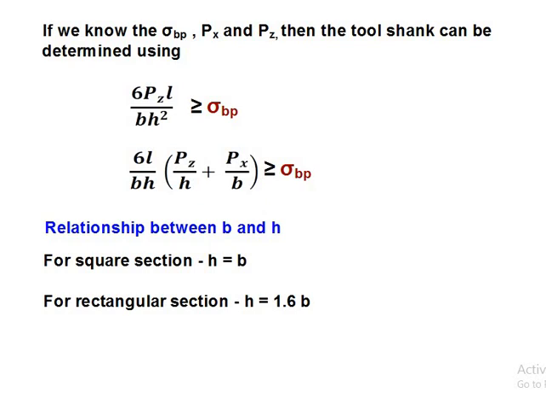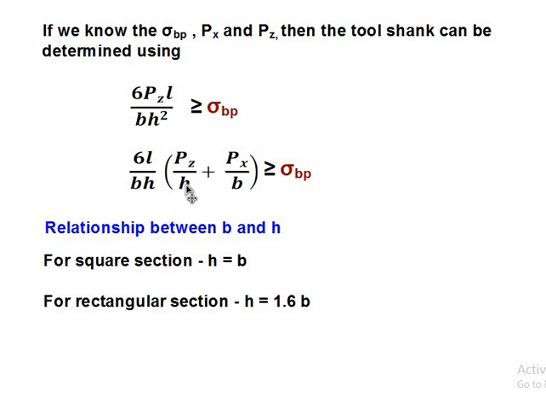If we know the permissible bending strength and cutting forces, then the tool shank can be determined using this equation. If only the vertical direction load is considered, 6 P into L divided by BH squared should be less than or equal to the permissible bending strength. Suppose vertical forces as well as horizontal forces are considered, then we have to use these equations.